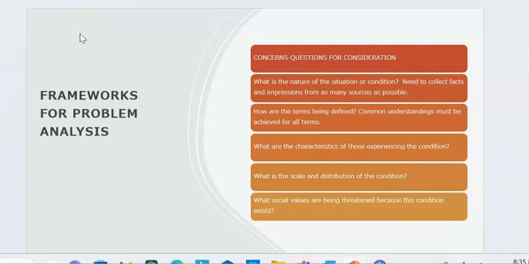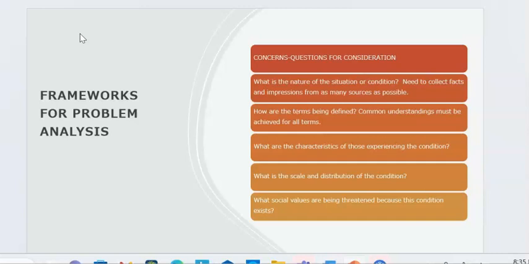A framework for problem analysis, some concerns or questions for consideration. What is the nature of the situation or condition? We need to collect facts and impressions from as many sources as possible. How are the terms being defined? We need to seek a common understanding for all terms. So if multiple people are looking at this problem, have we reached consensus on definitions?